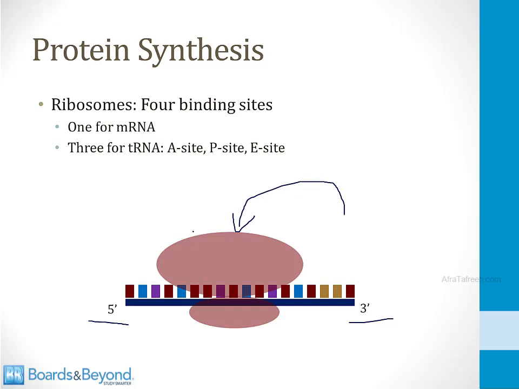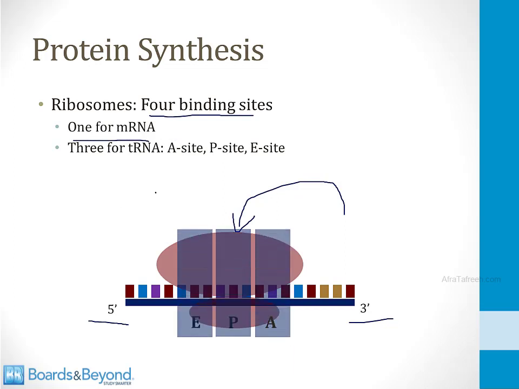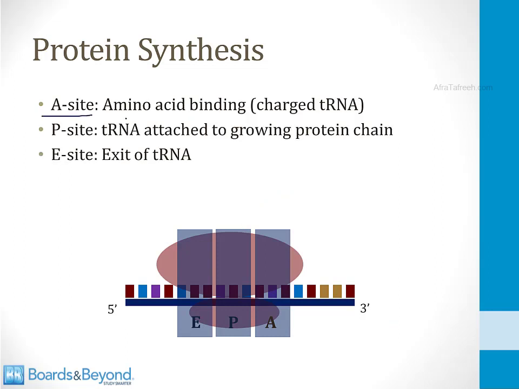So the first thing you should be aware of is that ribosomes have 4 binding sites. One is for the mRNA to bind. That's what's shown on the screen here. The 3 additional sites are called the A site, the P site, and the E site. Each of these sites is a codon in the mRNA strand that will be important for synthesizing a protein. The A site is the location of amino acid binding. This is the codon that is going to bind to the anticodon on a charged molecule of tRNA.